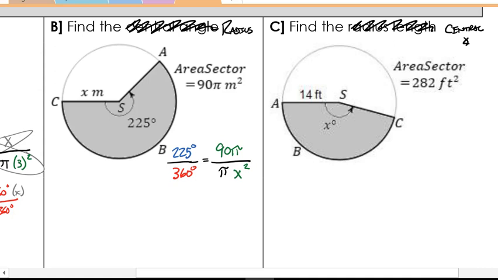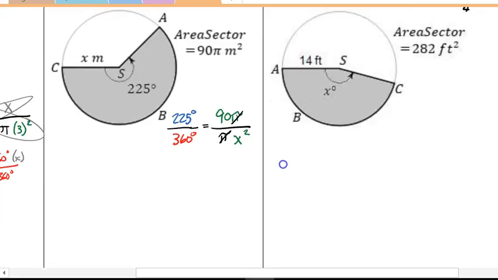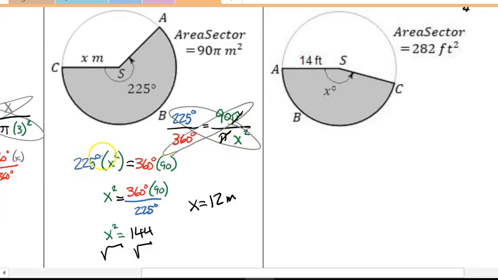From here, we're going to go ahead and simplify first. We can divide out our pi values. And from here, we'll go ahead and cross multiply. 225 degrees times x squared equals 360 times 90. We'll divide both sides by 225. That gives us a value of 144. To get the x by itself, we will take the square root of both sides, leaving us with x is equal to 12 meters for the radius value.